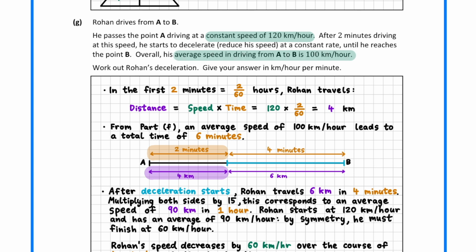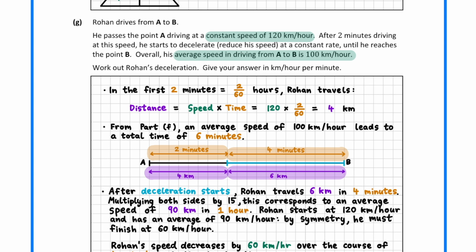We are told that Rowan's average speed is 10 kilometers per hour, and from part F, we know that this leads to a total journey time of 6 minutes. Since the first section lasted 2 minutes, the second section of the journey must last the remaining 4 minutes. The overall distance is 10 kilometers, and since we travelled 4 kilometers in the first section, there's 6 kilometers left over for the second section.